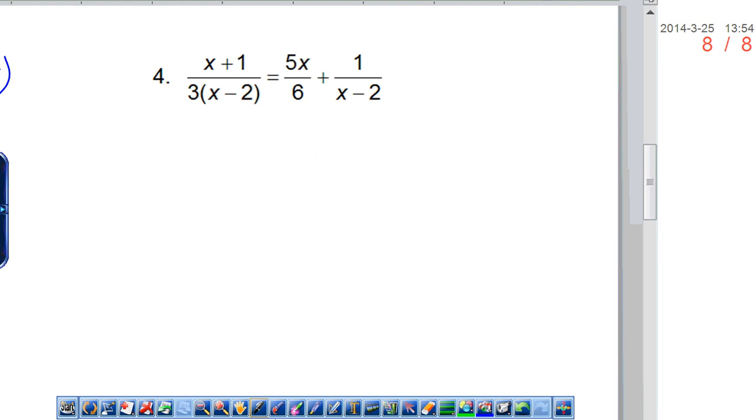All righty. What do you think the LCD might be here? 18 times x minus 2? It doesn't have to be 18 times x minus 2. It's going to be 6 times x minus 2 because that 3 goes in evenly to the 6. If the 3 didn't go in evenly to the 6, then yes, you'd multiply them. Okay? All right, so let's take what we've got.